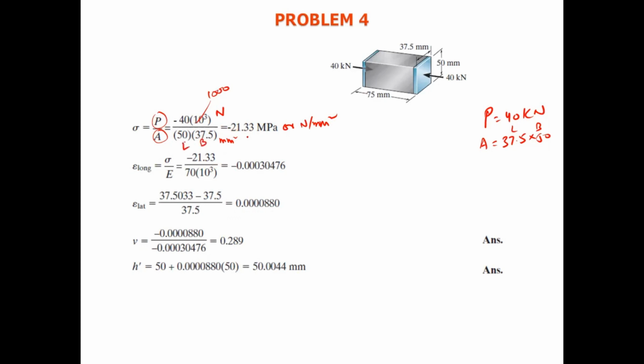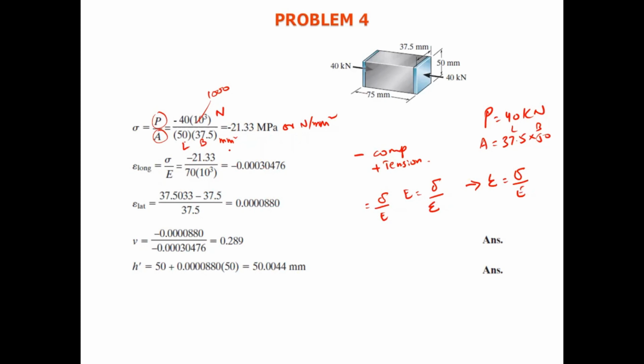Now the answer is negative 21.33, where the negative sign represents that it is in compression. If it is positive, it is in tension. Always remember. Now we have to determine longitudinal strain. Longitudinal strain equals stress over E. This formula is derived from E equals stress over strain. So just flip it, and strain equals stress over E.